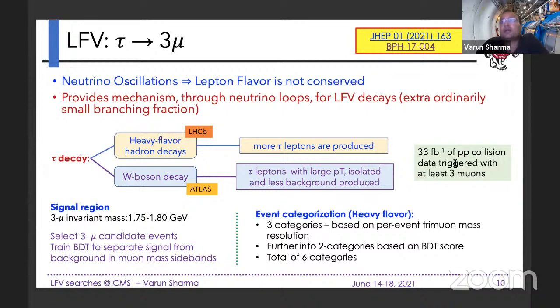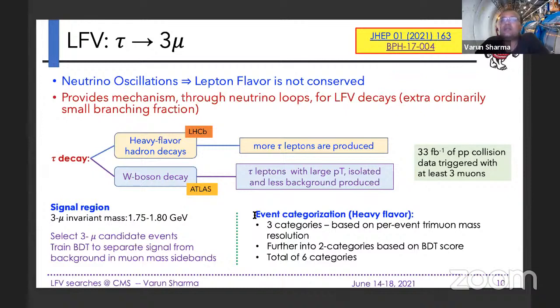The data is triggered by at least 3 muons, and the signal region is around the tau mass. The invariant mass of the 3 muons is required to be between 1.35 and 1.8 GeV. That's the window considered for the signal region. To estimate the background, they use the sidebands, from greater than 1.8 and below 1.75 GeV. Like the previous analysis, the signal is separated from the background based on training done on the boosted decision tree.